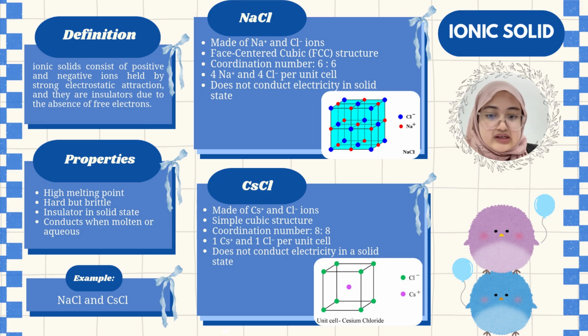Another example is cesium chloride. CsCl consists of Cs and Cl ions arranged in simple cubic structure with an 8 to 8 coordination number. Each unit cell contains 1 cesium ion and 1 chloride ion. Like NaCl, CsCl does not conduct electricity in the solid state.